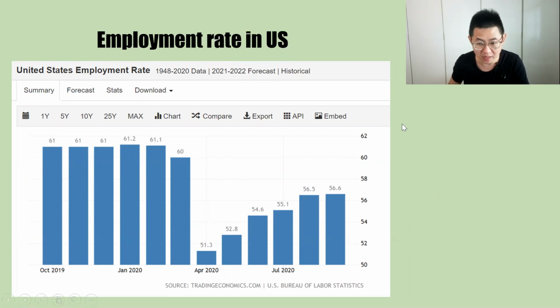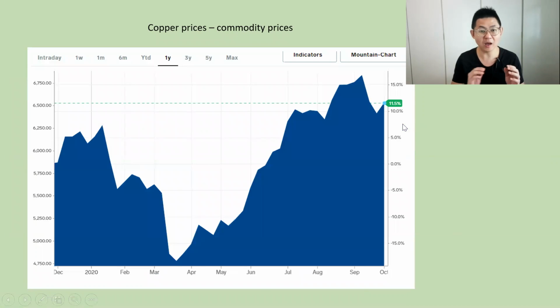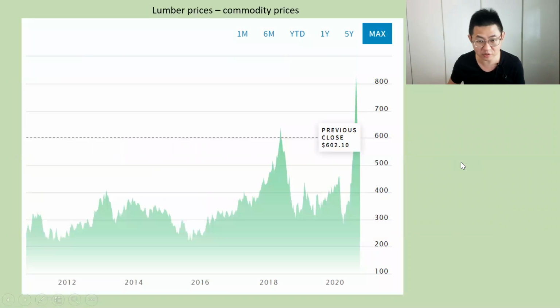And the other thing will be the commodity price or the basic material price, right? Okay, so this is commodity. So commodity is going up. That means the industry is producing. The manufacturing industry is working. So therefore, they need more material. Okay, and not just copper. How about lumber prices? It's still going up as well.